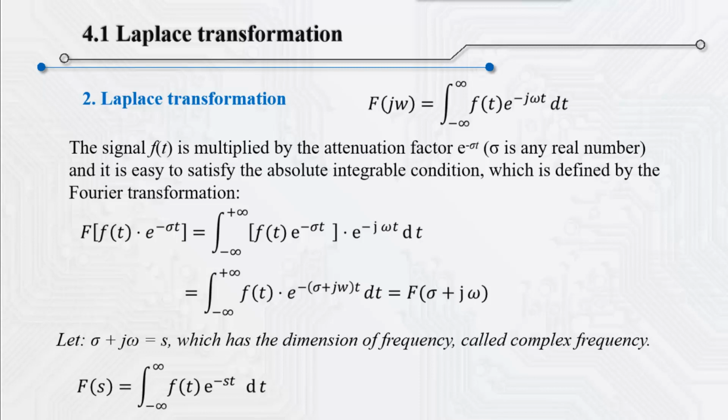Make delta plus jω equal s. Because s has a frequency component, we call it a complex frequency. In this way, F(s) is equal to the integral from negative infinity to positive infinity of f(t) times e to the power of negative st. This is the Laplace transformation.